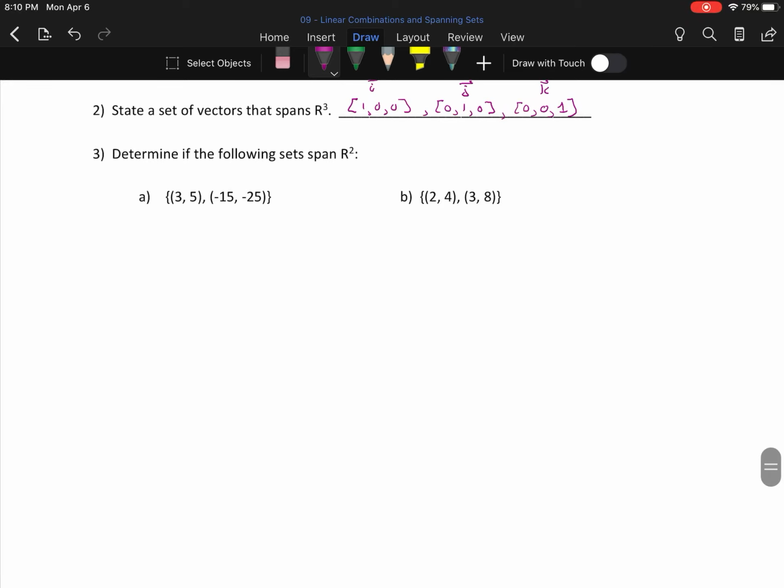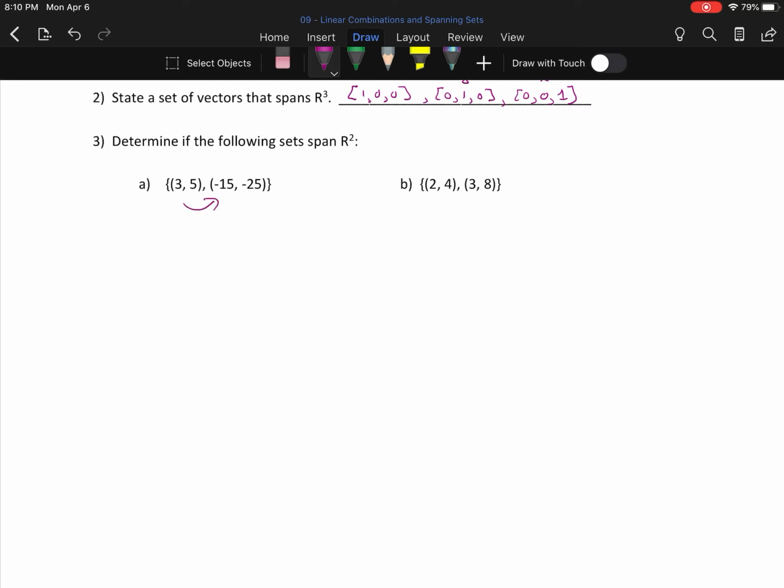So, a couple of questions in 2D and then one in 3D to finish up here. It says, determine if the following sets span R2. In R2, I only have to check two things. Are either of them 0? No, neither of them are 0 here, so it's no problem. And then the question is, are they collinear? And if you look, negative 15 comma negative 25 is equal to negative 5 times the 3 comma 5. So yes, they are collinear.